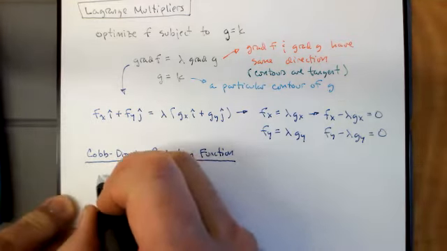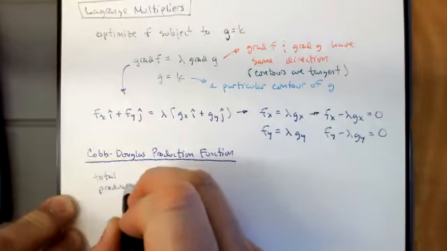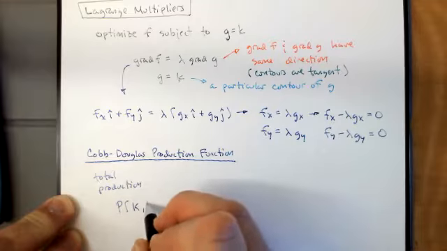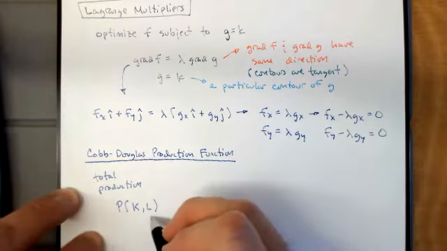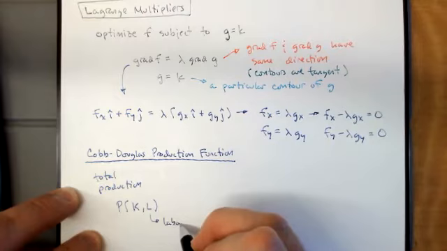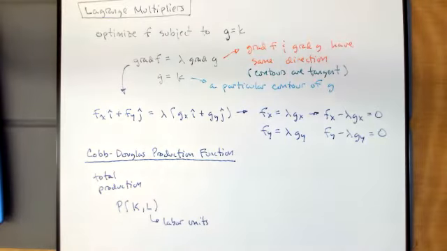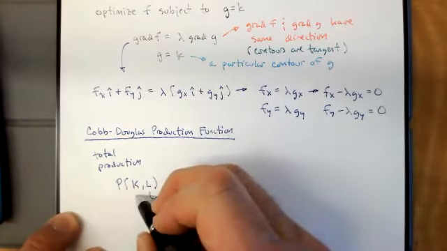The Cobb-Douglas production function says that our total production is a function of capital and labor. Our total production is a function of capital and labor. So L is just going to be in labor units, person years, hours that need to be done, presumably by humans or our future robot overlords.